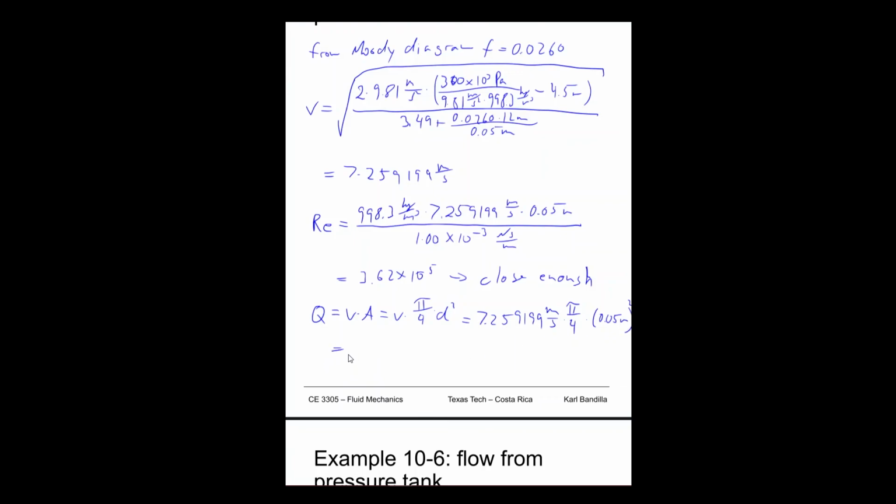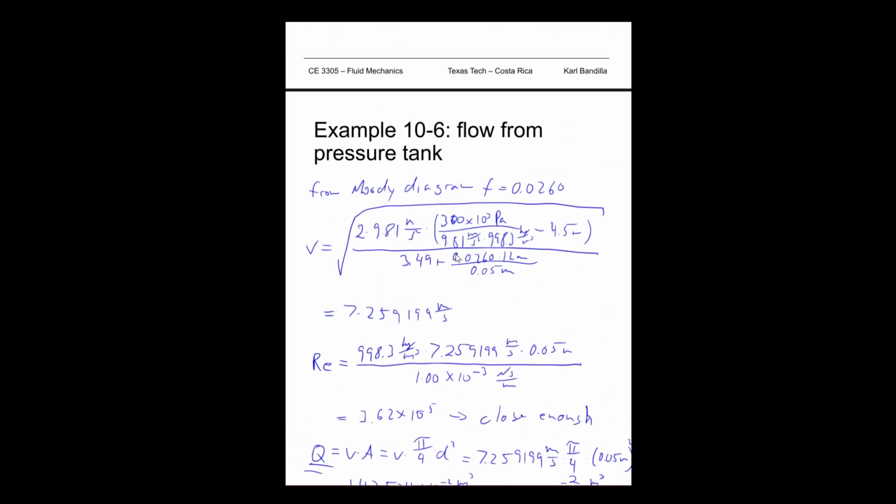And that gives me a flow rate of 1.42534 times 10 to the minus 2 cubic meters per second, or if you round this, 1.42 times 10 to the minus 2 cubic meters per second. All right, so that's the flow rate that we would get.